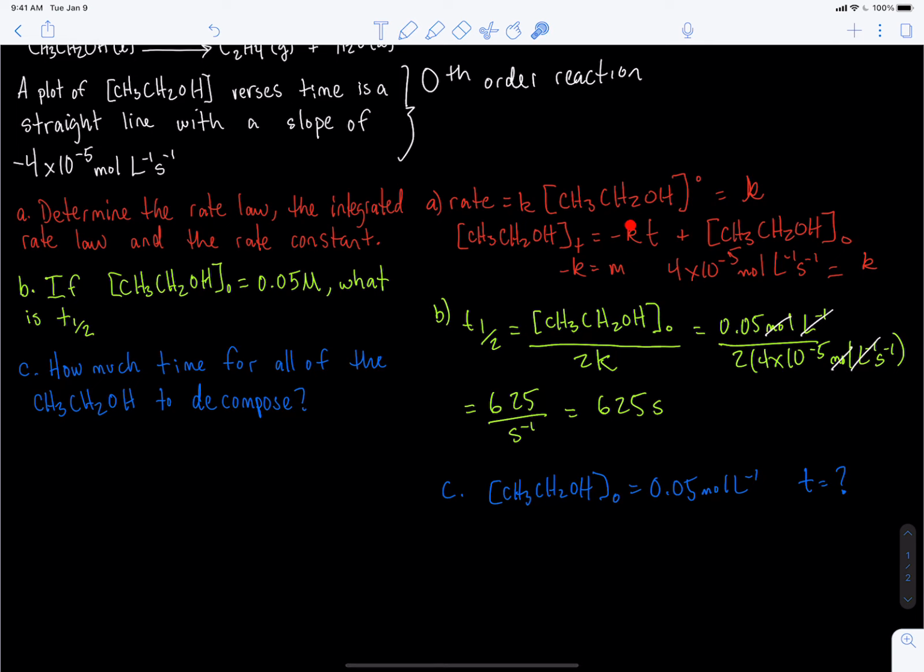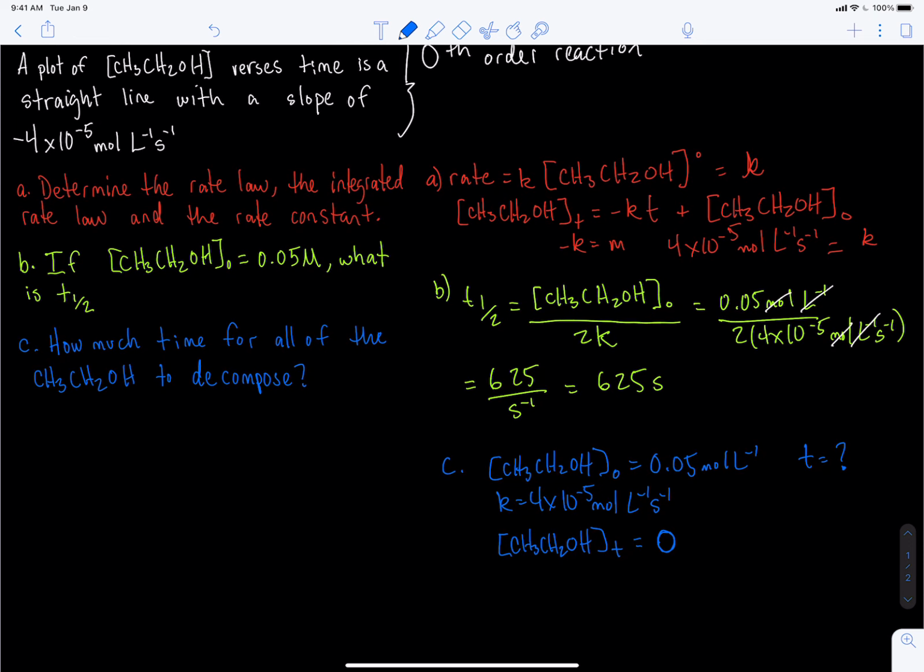We only have one equation here, so we need to know everything else if we're going to solve for T. What's K going to be equal to? Well, we already figured that out. K is just equal to 4 times 10 to the minus 5th. And then finally, what are we going to plug in for our value of ethanol here? Well, we're looking for the time in which ethanol is equal to 0, when it's fully decomposed. So when does this go to 0 is the question. And then we can just go ahead and plug in and solve our equation.